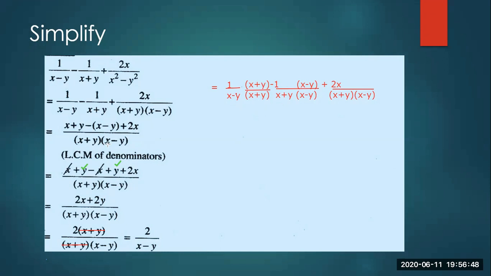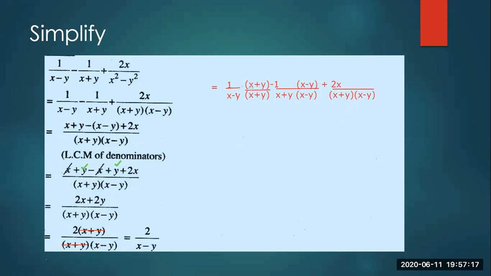you have to see which value is not there. X plus y is there, so we'll not take it. X minus y is not there, we'll take it. X minus y divided by x minus y, plus 2x. 2x will remain the same as it is because its denominator is the same as the LCM of the denominators, x plus y into x minus y.